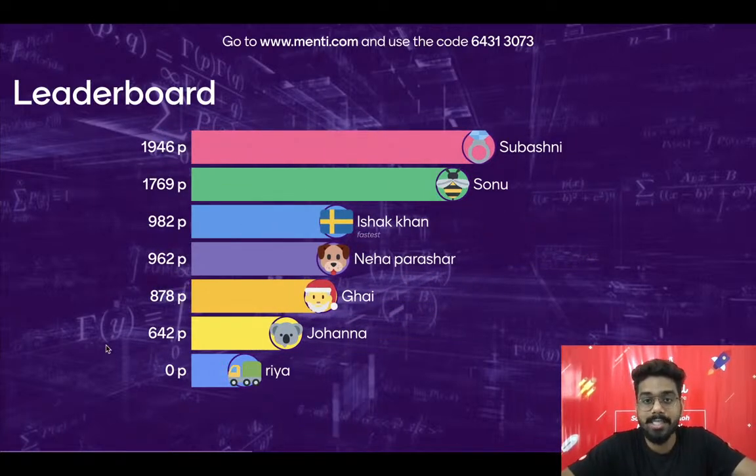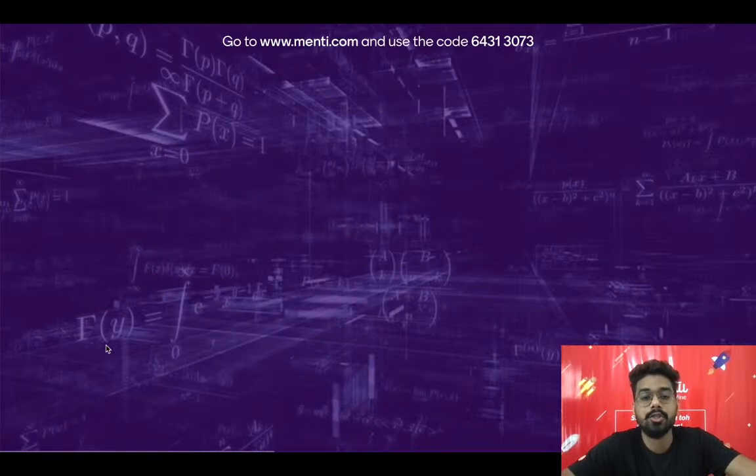Subhashini is at the top with 2 questions. Sonu or Stinglicious at second position. Ishaq Khan at third fastest. Neha at fourth position. Ghai at 5th. Johanna and Ria. Let's do the next question.